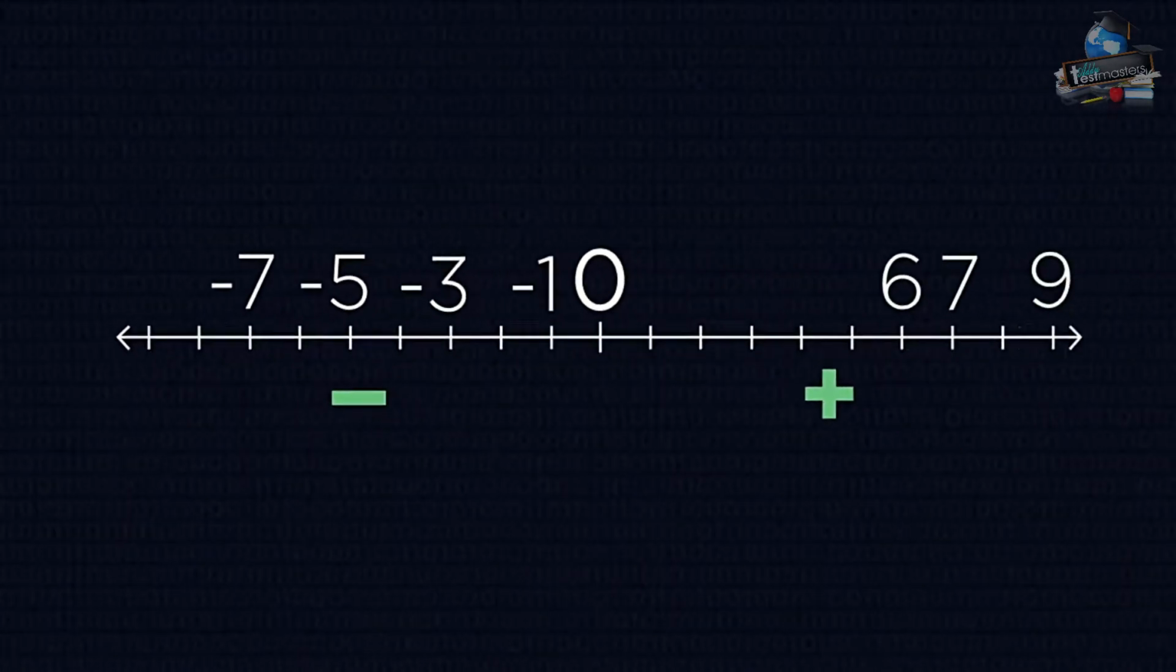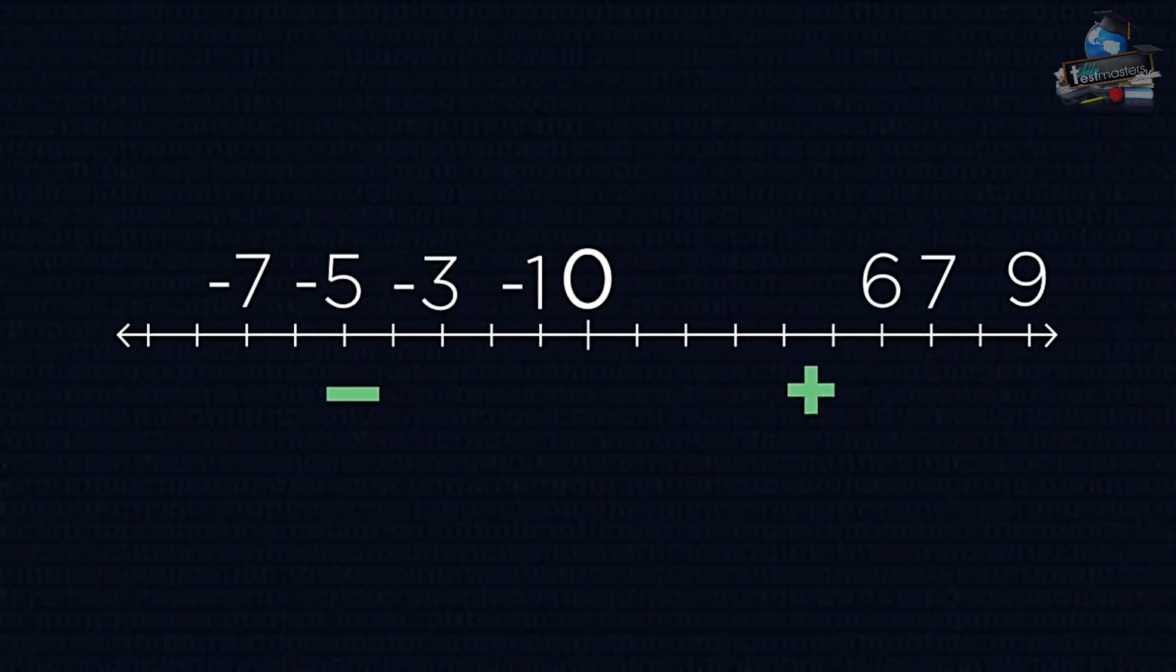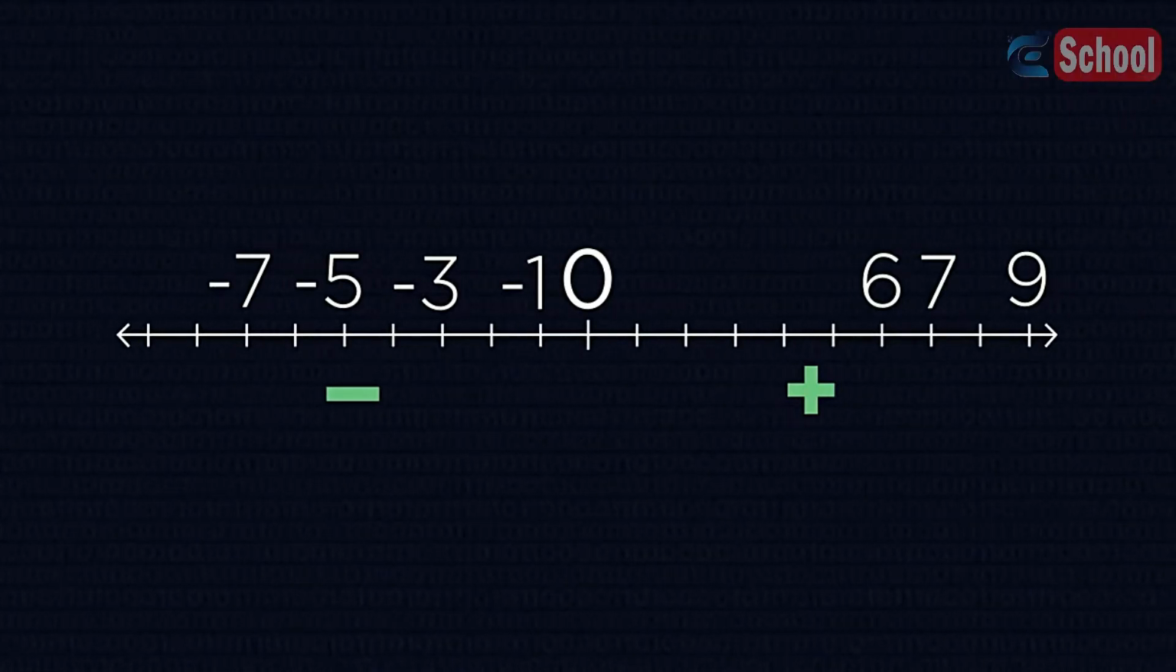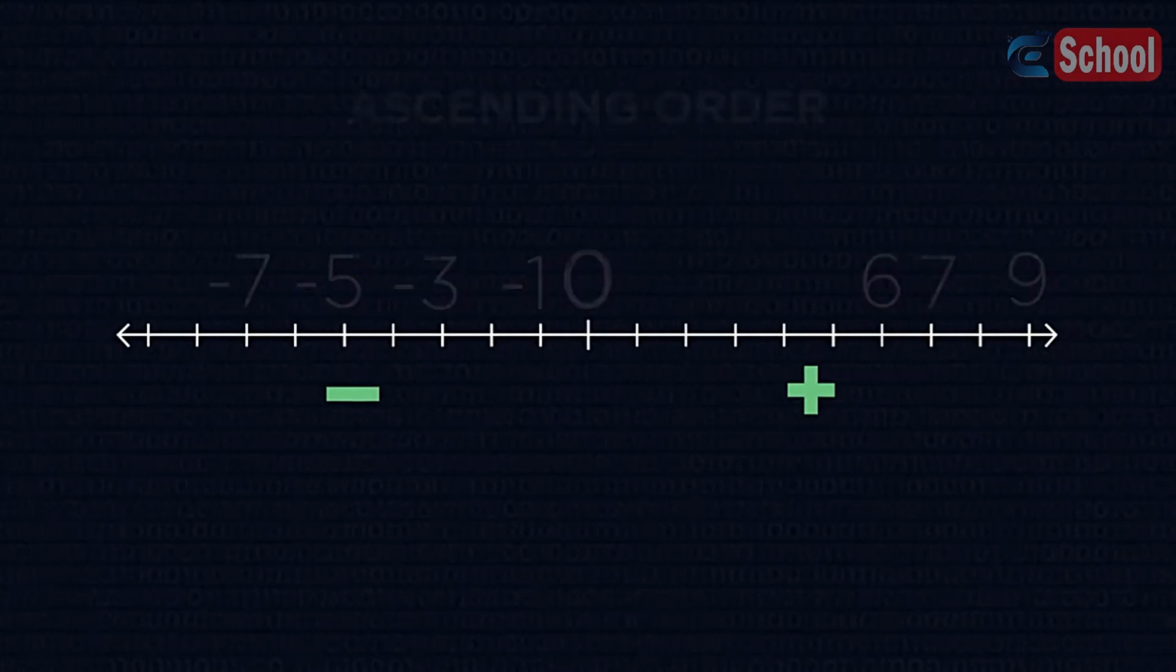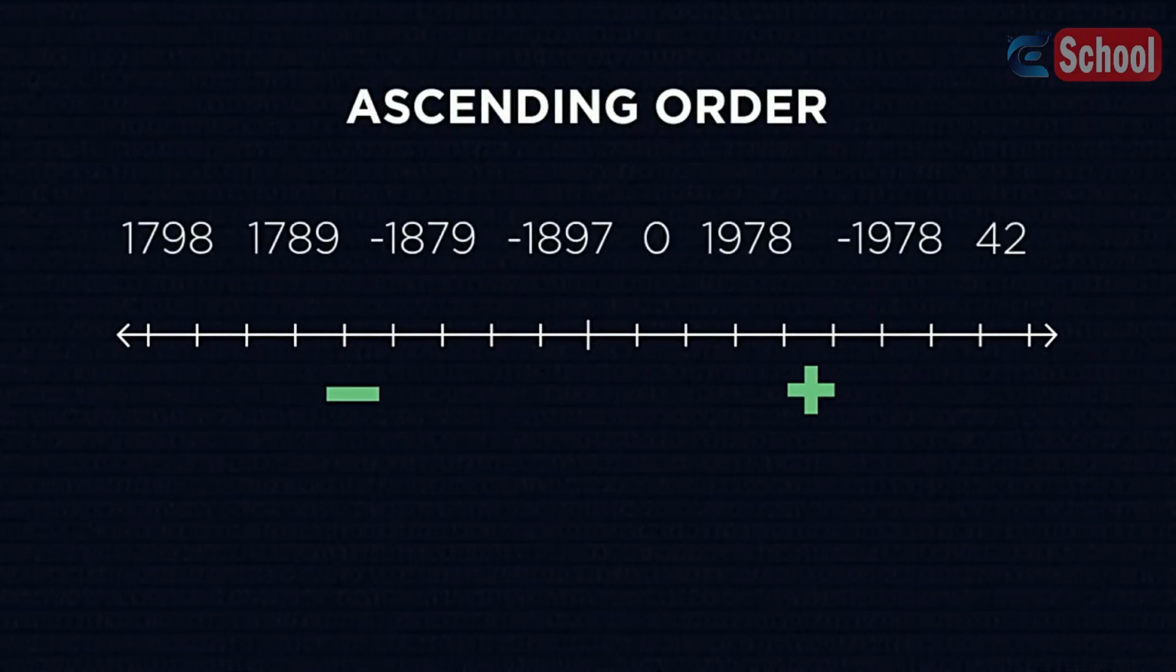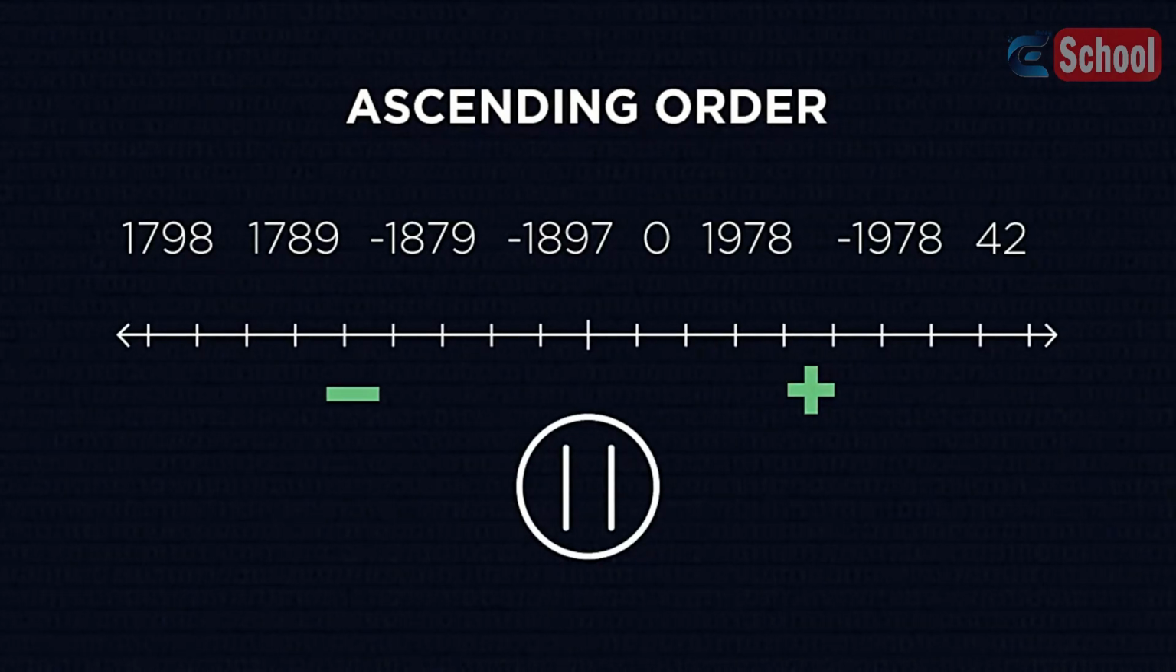And the last step, connect both groups together. And don't forget about the 0. We now have our numbers ordered properly. Let's try to arrange the following numbers in ascending order. Pause the video and try to do this on your own, then continue watching.